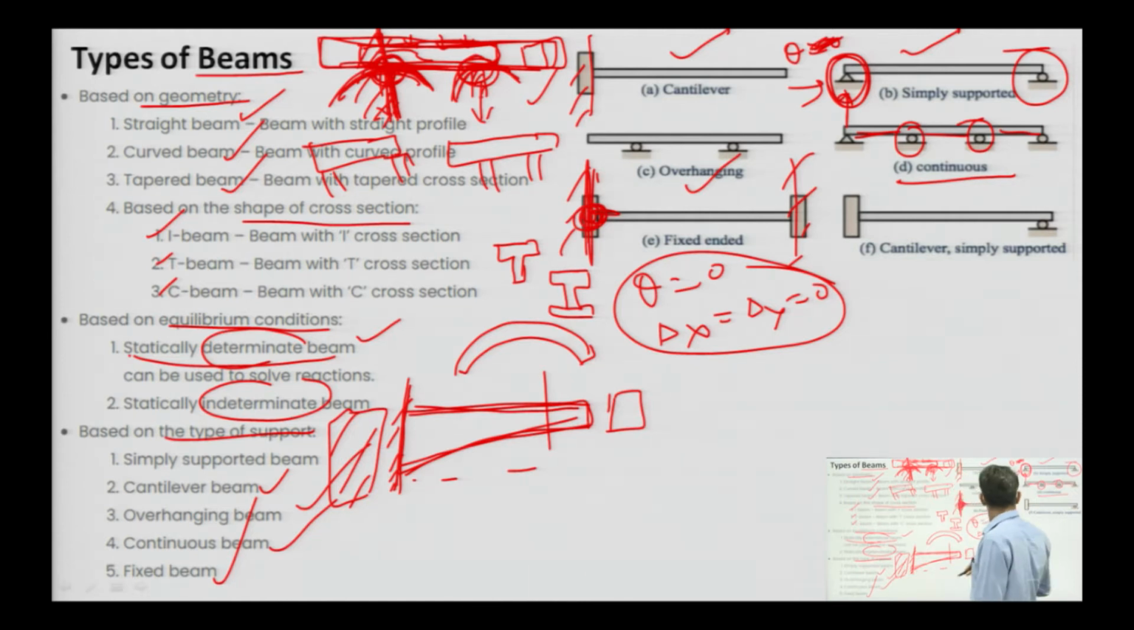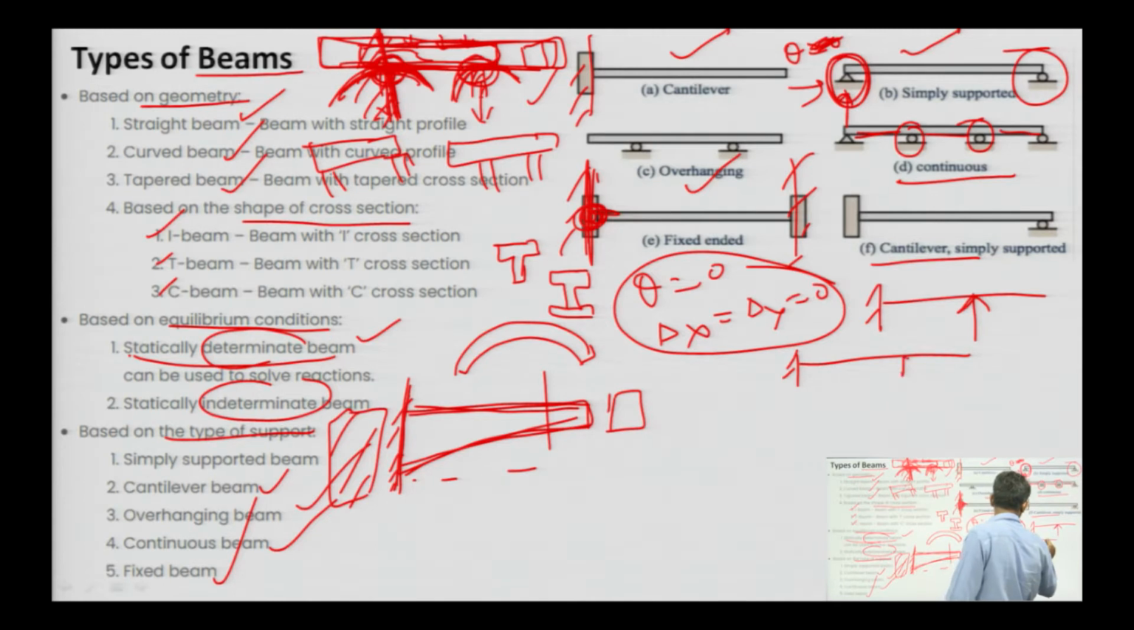So, this is a cantilever, simply supported, right, this is a simply supported cantilever. In this case, it is a propped cantilever. Propped cantilever means a knife edge, if we are providing this type of thing, okay. So, these are the different types of beam.